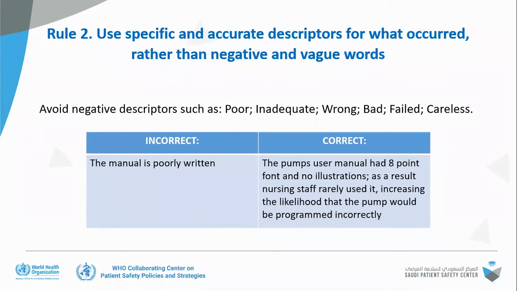The second rule is to use specific and accurate descriptors for what occurred rather than negative and vague words. In this rule, you have to avoid negative descriptors such as poor, inadequate, wrong, bad, failed, careless. Relating to the previous example, it's incorrect to write "the manual is poorly written." The correct statement would be: the pump user manual had 8-point font and no illustrations. So the manual has small font. As a result, nursing staff rarely used it, increasing the likelihood that the pump would be programmed incorrectly.